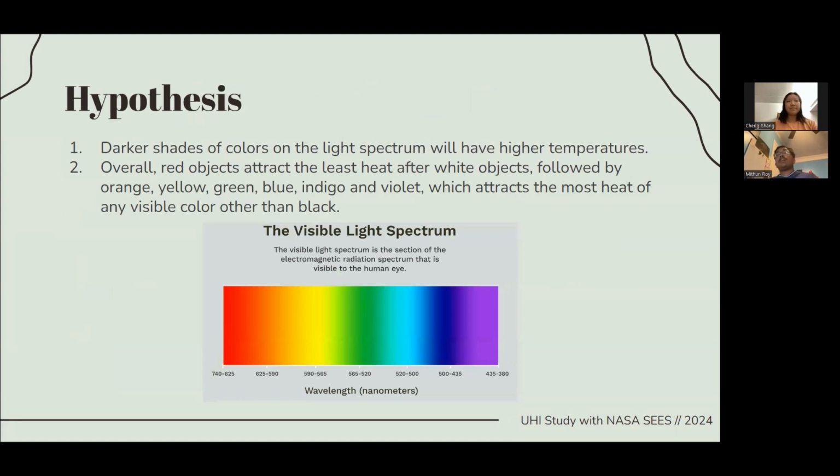Now, we had two hypotheses before starting. One of them being that darker shades of color on the light spectrum have higher temperatures, such as black, and the darker it is, the higher the temperature. And overall, that objects that are red will have the least heat, or be the coldest, followed by orange, yellow, all the way to indigo and violet, being the warmest and attracting the most heat.